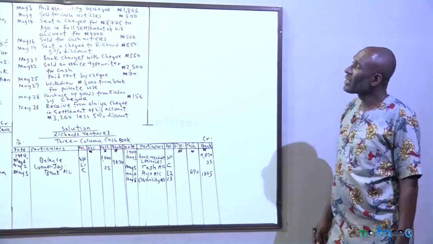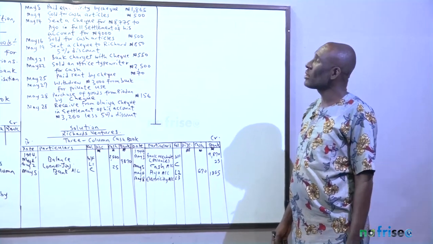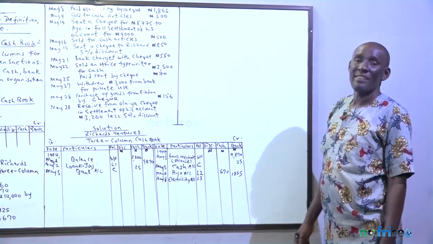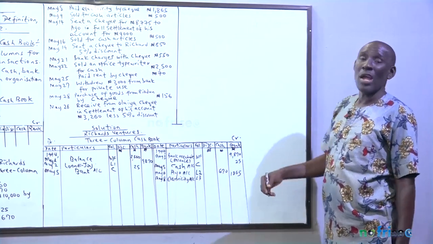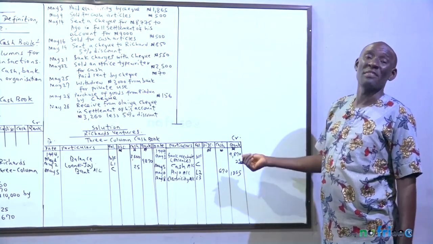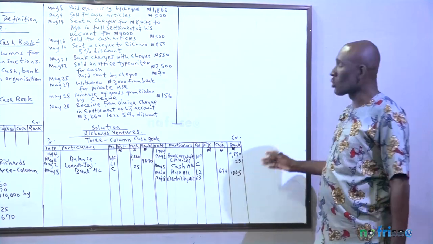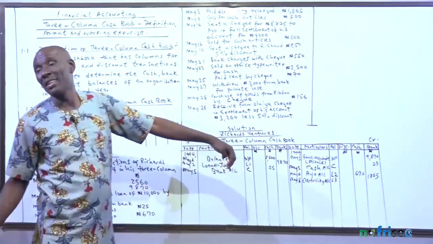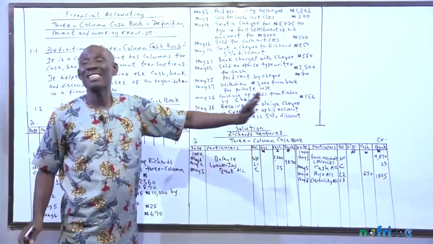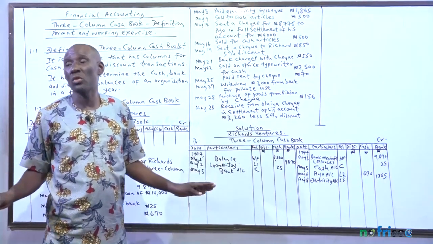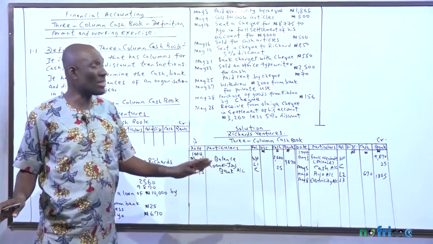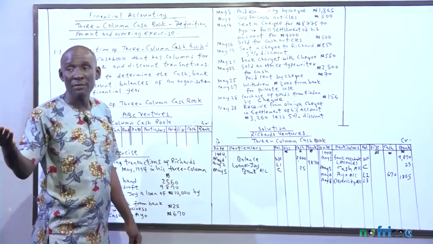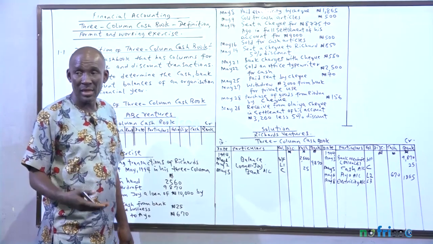Then the next one is May 9. Sold for cash, articles. Articles means product, goods. 500 naira. So since you are selling, when you sell product, what do you do? You receive cash. Hence, you are receiving cash. What do you do? You debit. Remember the rule that I stated earlier. If you are receiving, debit; if you are giving, credit. That's the basic rule in accounting that every student must know. If you don't know that, that means you have not started. And I'm sure you are already familiar with that rule.